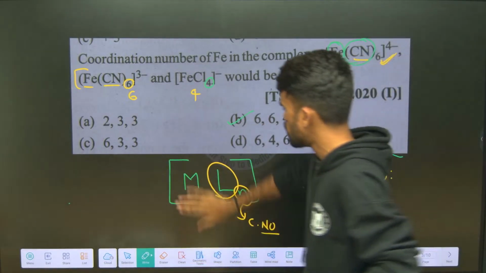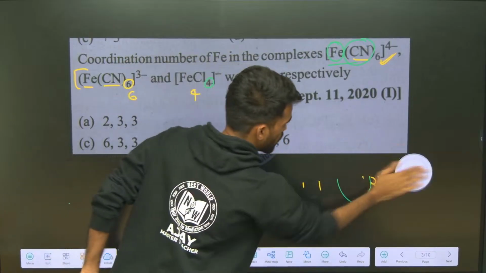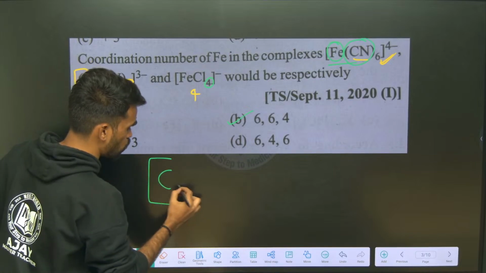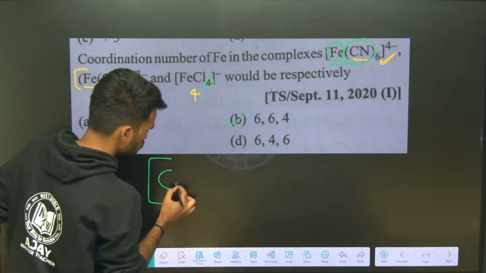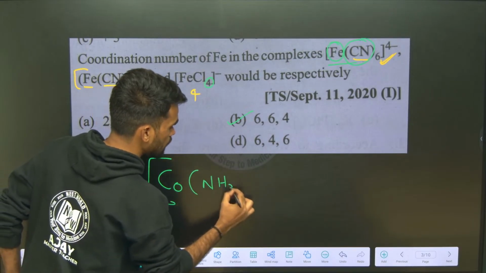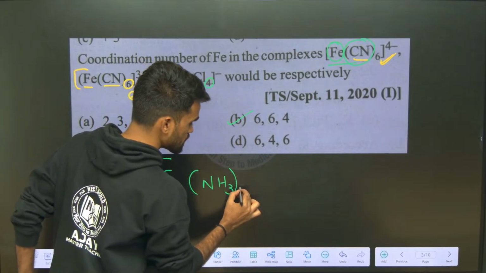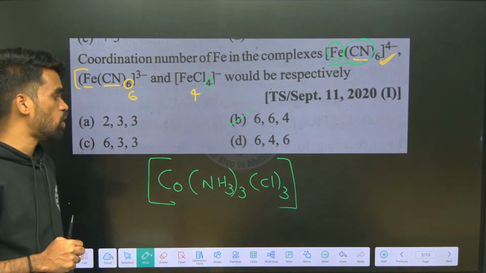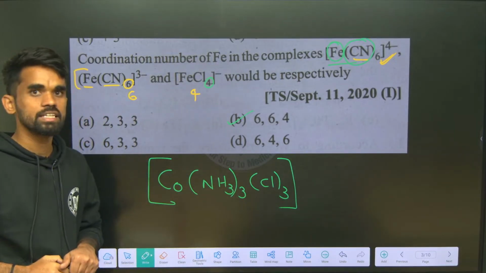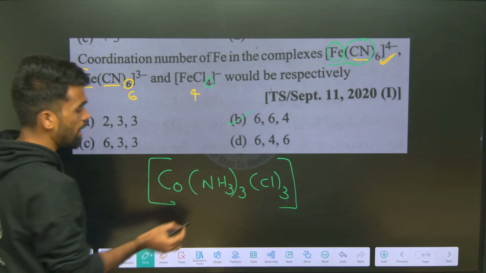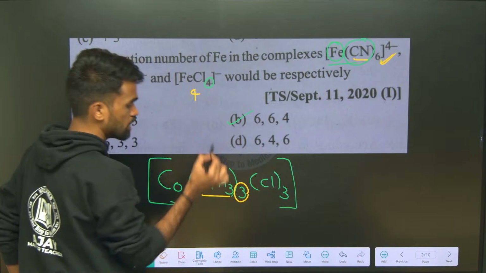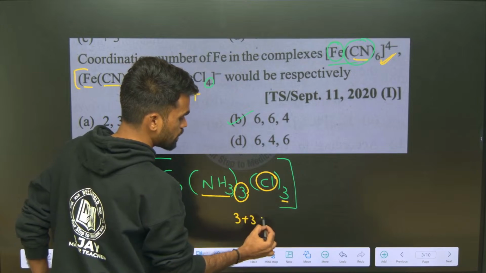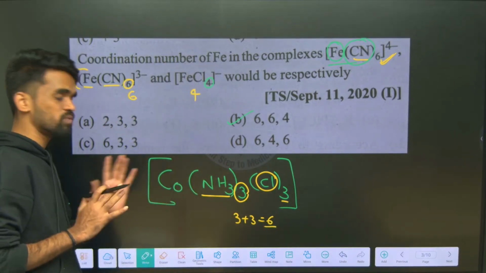Now I will give you a few more example questions. I want you to identify the coordination number. I am writing cobalt, Co, in the coordination sphere, and here ammonia ligands, 3, and chloride ions, 3. Now tell me what is the coordination number of cobalt in this case. Very easy. Look at how many ammonia ligands there are: 3. And how many chloride ions: 3. So the total number of ligands is 3 plus 3, which is 6. So 6 will be the coordination number of cobalt in this case.